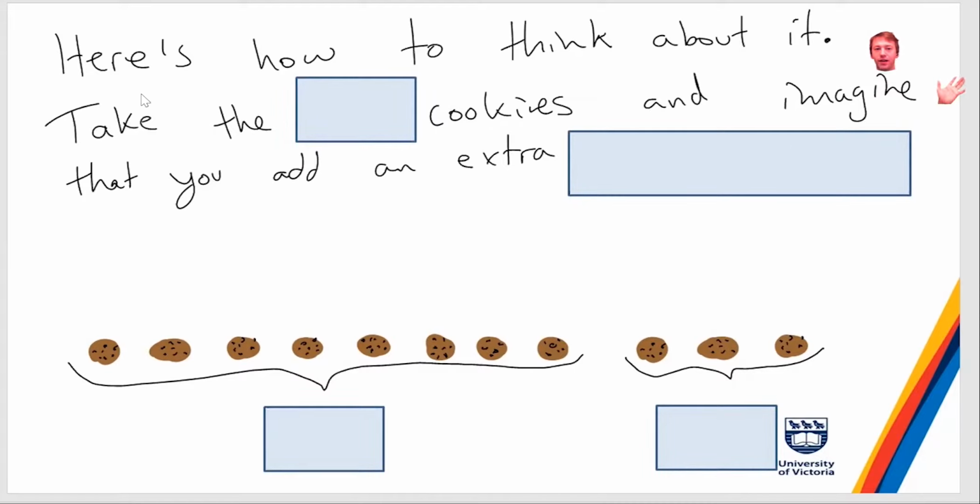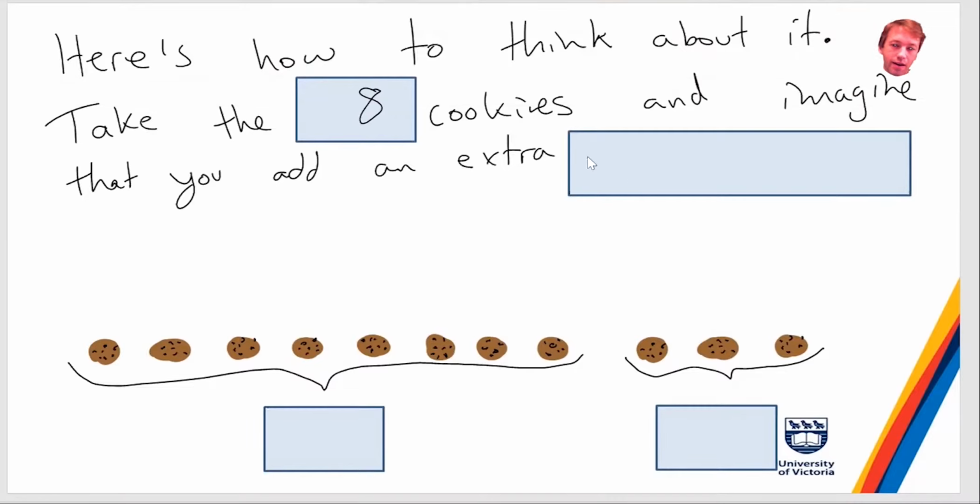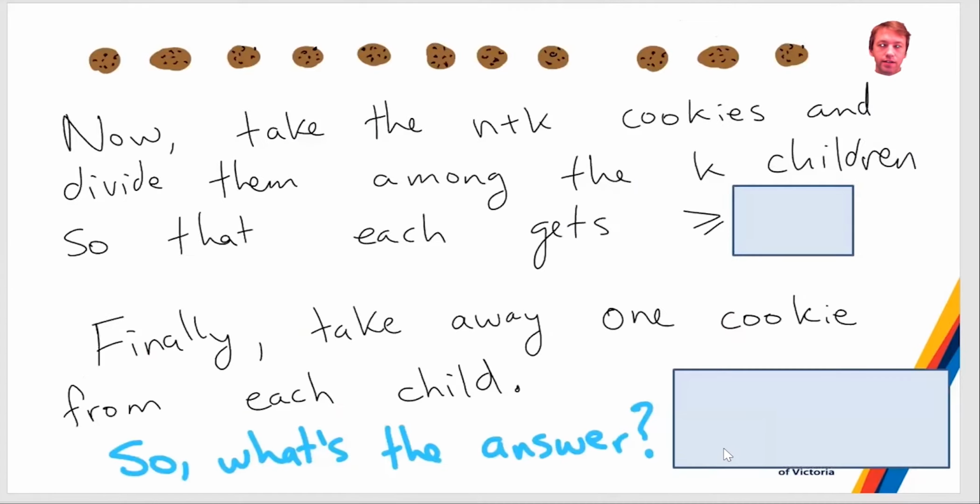We're going to introduce a few imaginary cookies. So take the 8 cookies and add an extra 3 cookies. These cookies don't have to really exist. This is just for the thought process of solving the problem. So we add 3 imaginary cookies to our set of cookies. And now we're going to divide the cookies, including the imaginary ones, among the children, so that each gets at least 1 cookie. Okay? And we know how to do that. We just solved that problem, right?